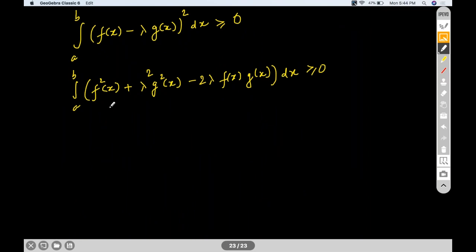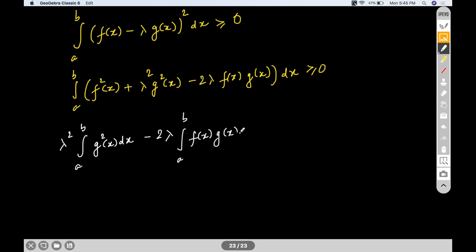Right? Now let us open this integral into different integrals. So first I would take this lambda square term. Lambda square, since it is a constant, will come out: a to b g square x dx. Then minus 2 lambda, a to b f of x g of x dx. Then finally you have a to b f square x dx. This should be greater than or equal to 0.